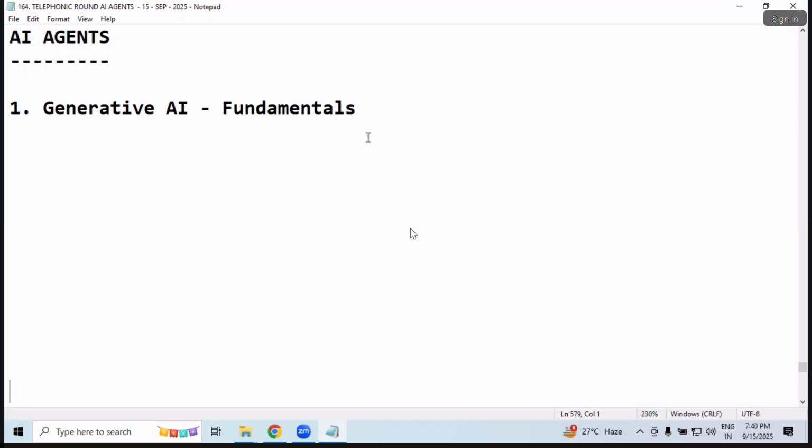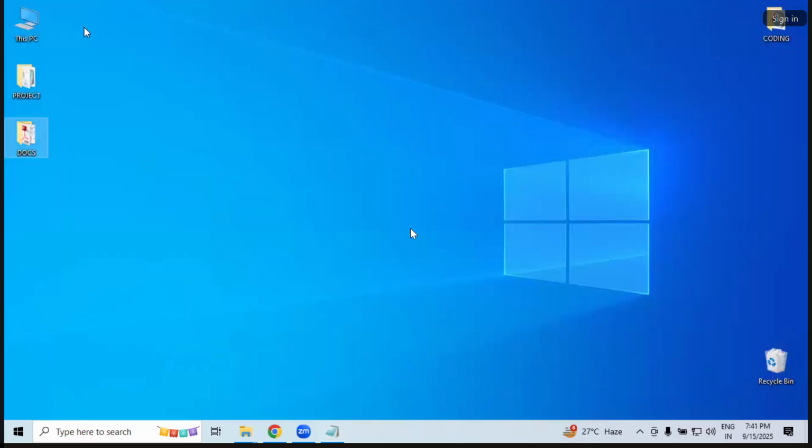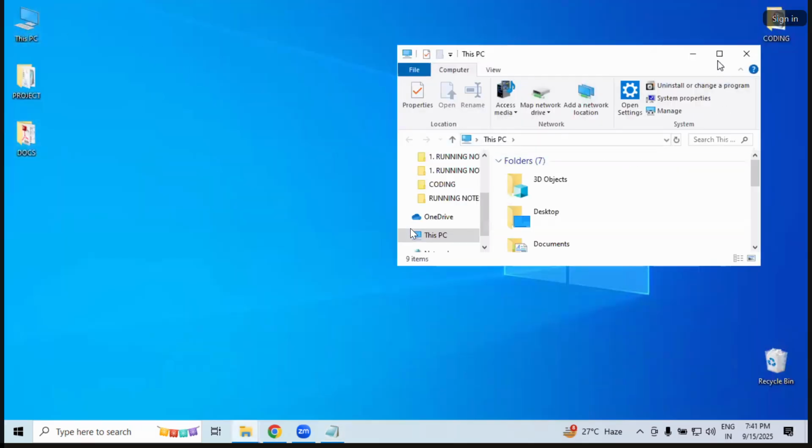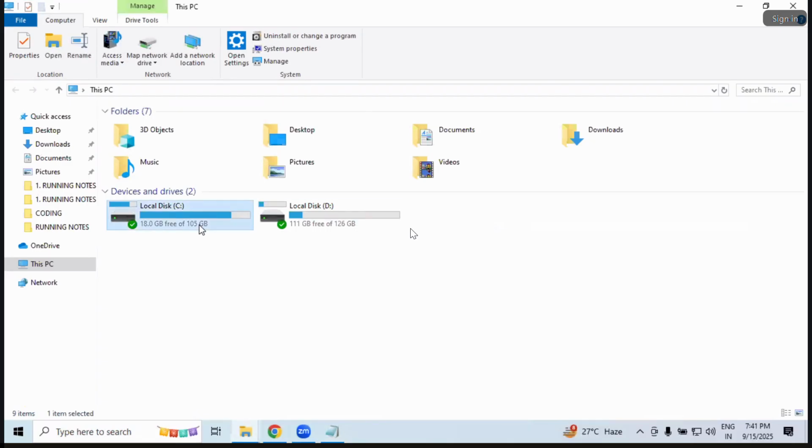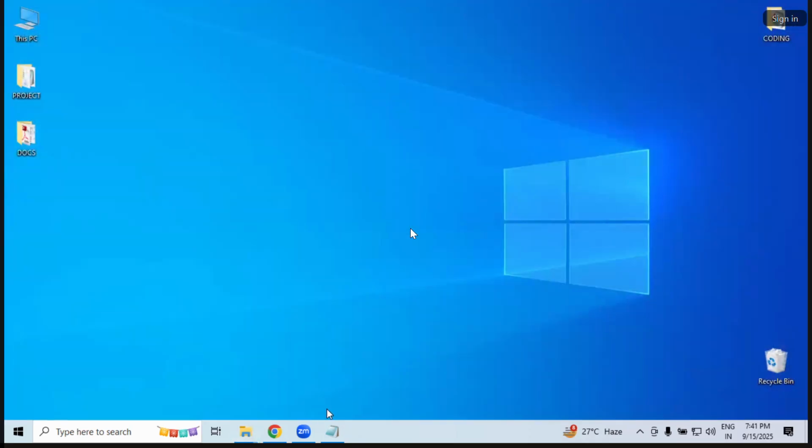It depends on the system. I need to uninstall the system configuration, system memory, PyCharm. We'll see what things. I need more space here actually. Yeah, let's move on.